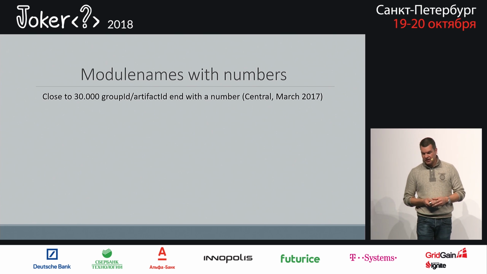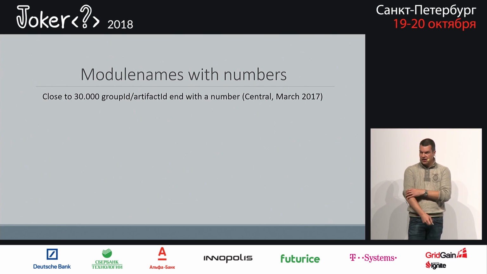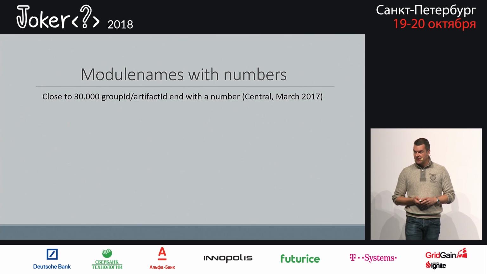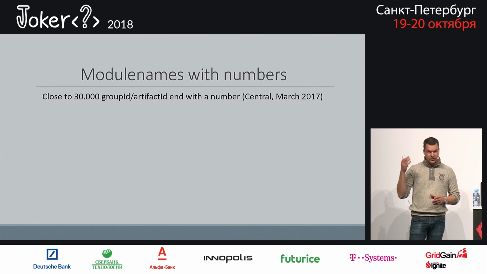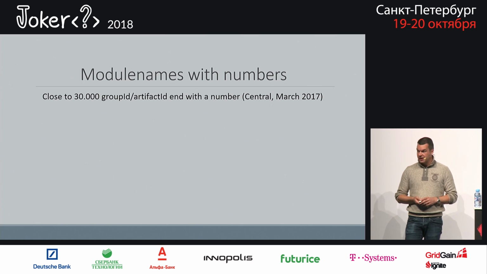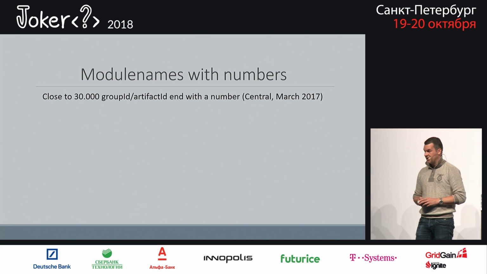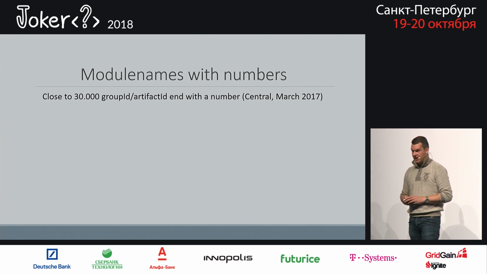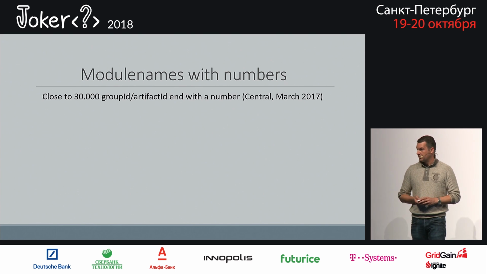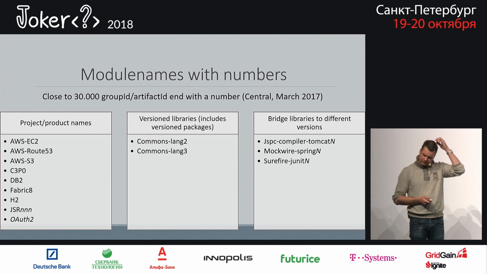So one of the things we saw is that in the beginning they tried to not allow numbers in the module name. And I said, you cannot do that. And the reason for it is we did a survey in the Maven Central, and we had a look at how many artifact IDs ended with a number. And that were close to 30,000 entries. And I divided them into 3 groups.